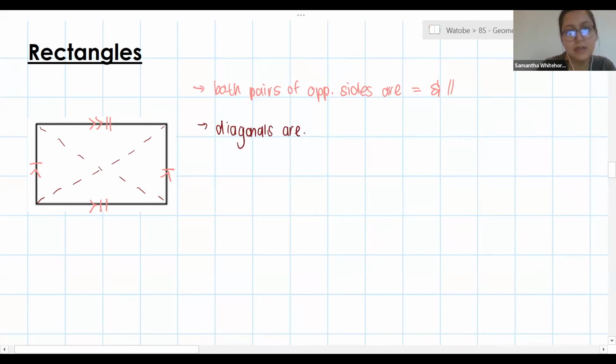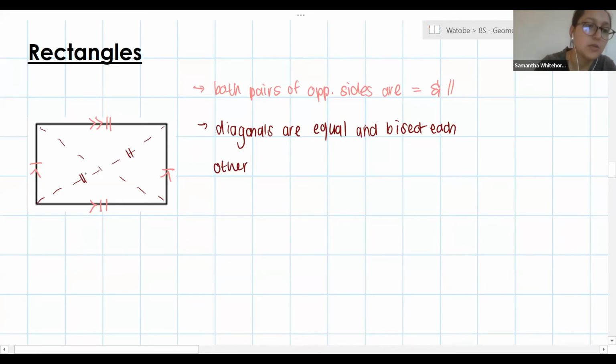And remember I said that because it is a parallelogram, the properties of a parallelogram also apply. So they also bisect each other. So not only are they equal, but they also bisect each other. So they cut each other in half. Because they're all equal in length, it means that all of the halves of my diagonals are exactly the same, because if both diagonals are equal in length and then get cut in half, all of those halves are the same.